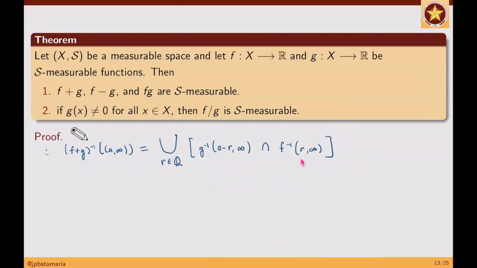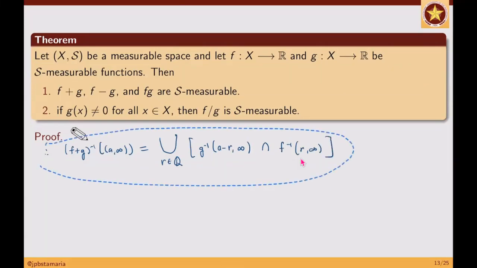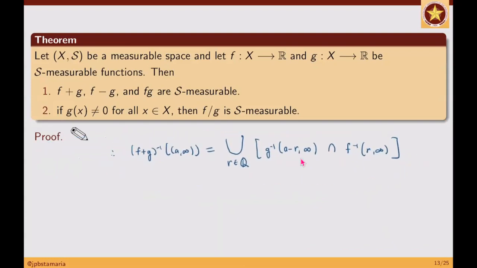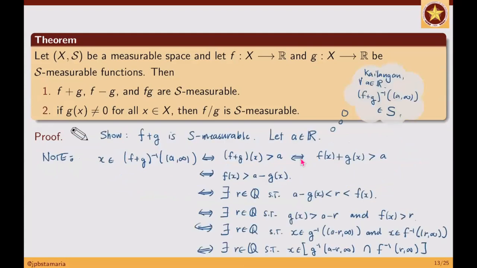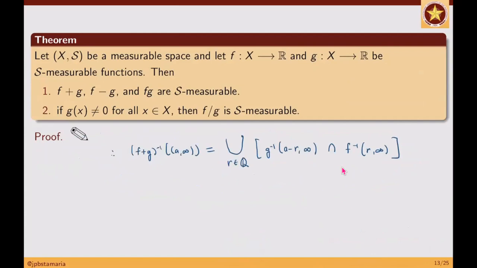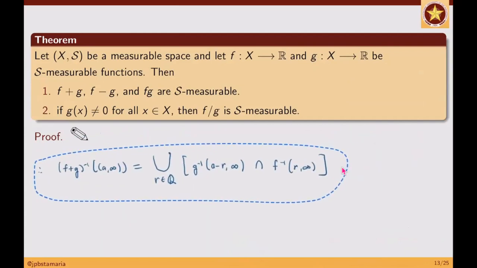Ganyan ang itsura nung set. So yung there exists mo, na-convert yan sa union. Okay? Union ng mga ganitong klaseng sets. Okay, this is now the idea.